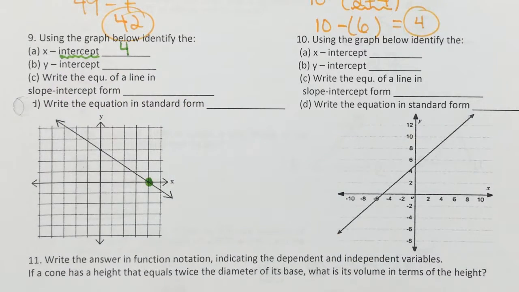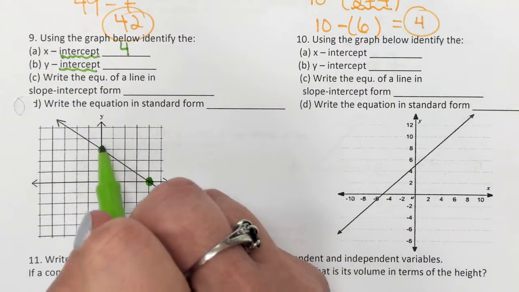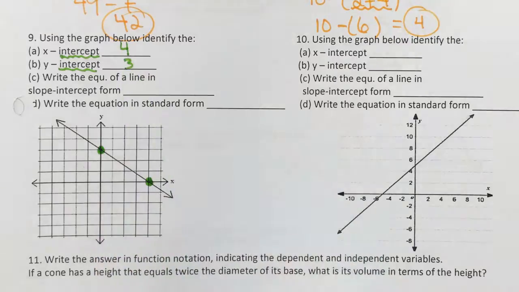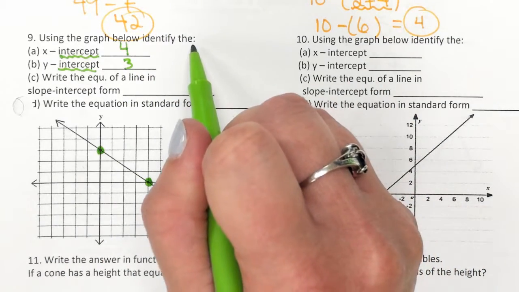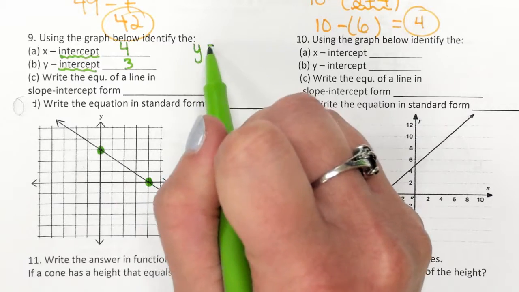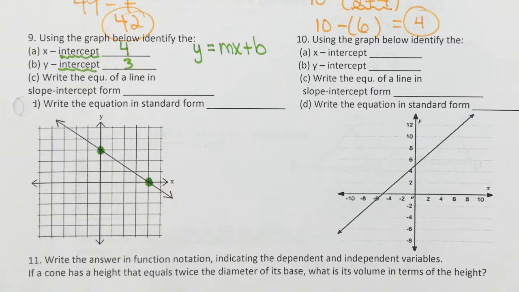All right, what about y-intercept? What does that mean? Where it crosses the y-axis, and somebody already said 3. Very good. All right, what about slope-intercept form? Anybody remember what that was? Very good. y equals mx plus b. And there are 2 letters that you have to pick out. What 2 letters do you have to pick out? m and b. Very good.